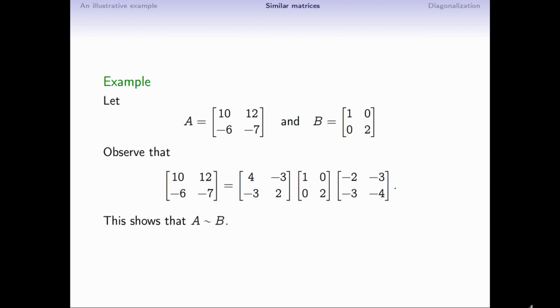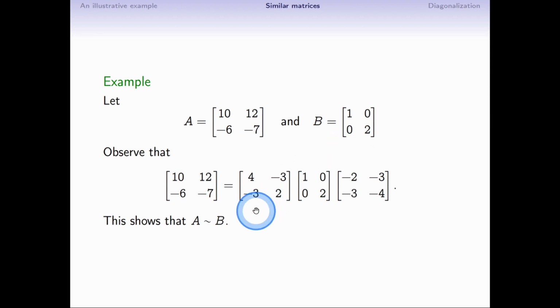Now let's take a look at an example. Let A be this 2 by 2 matrix with entries 10, 12, -6, and -7, and let B be this diagonal matrix with diagonal entries 1 and 2. Now I claim that A and B are similar.